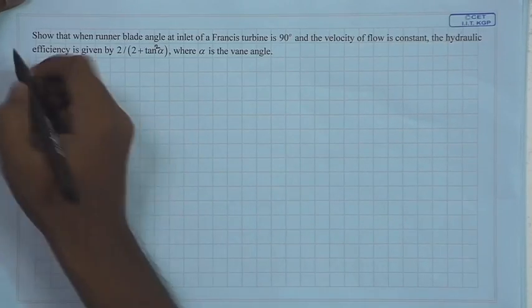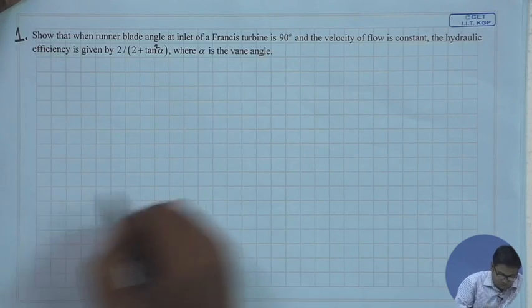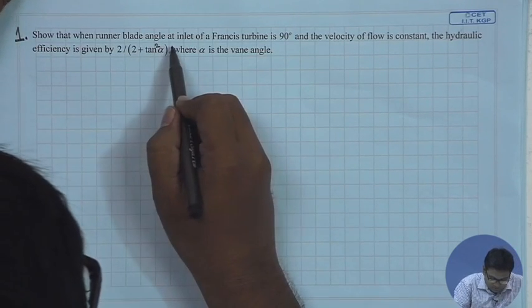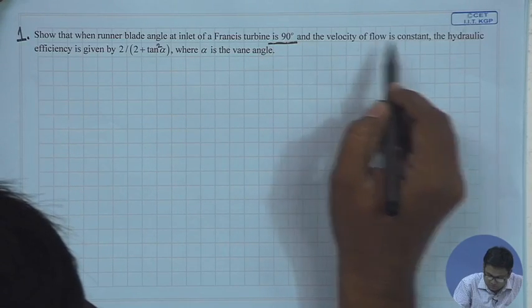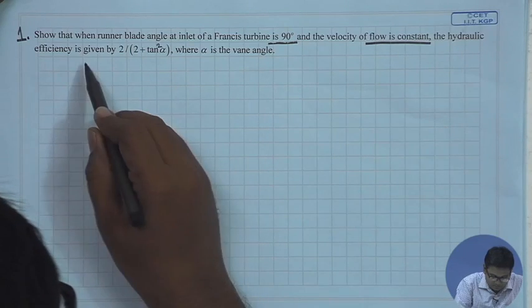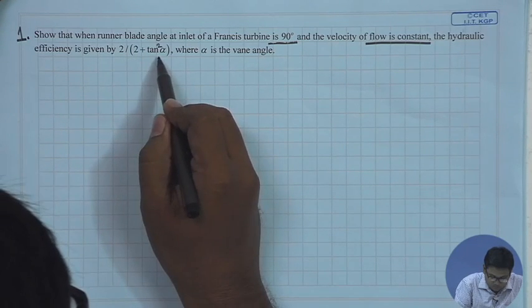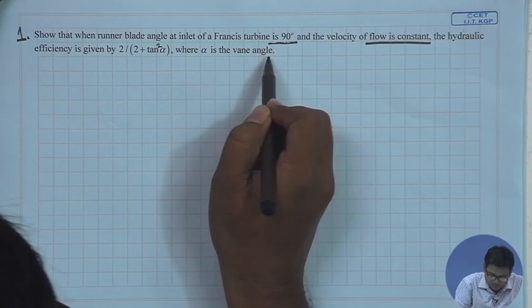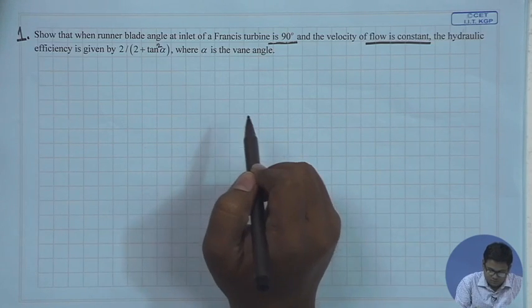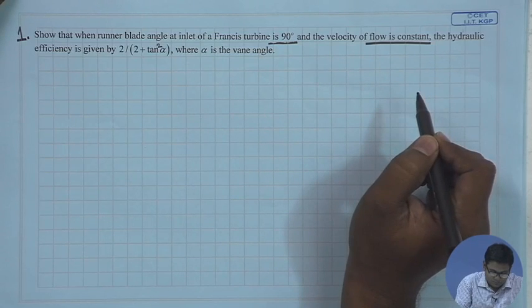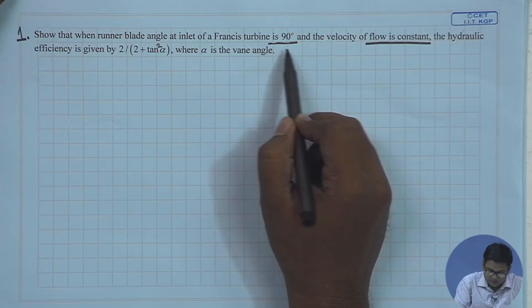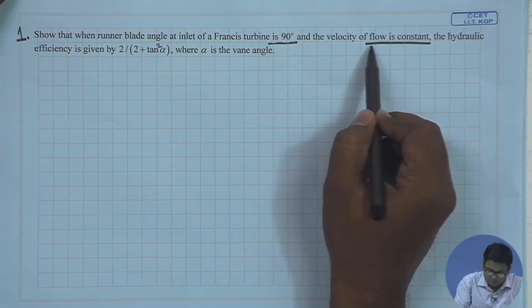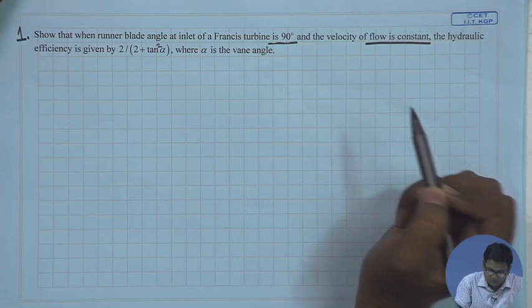So the problem statement for the first problem is: show that when the runner blade angle at inlet of a Francis turbine is 90 degrees and the velocity of flow is constant, the hydraulic efficiency is given by 2 over 2 plus tan square alpha, where alpha is the vane angle. So, we need to find out the hydraulic efficiency of the Francis turbine for the particular case in which the inlet blade angle is 90 degrees and flow velocity is constant throughout the turbine.